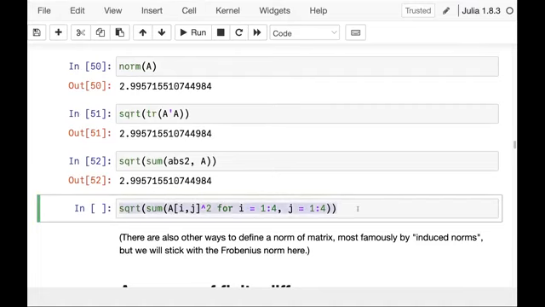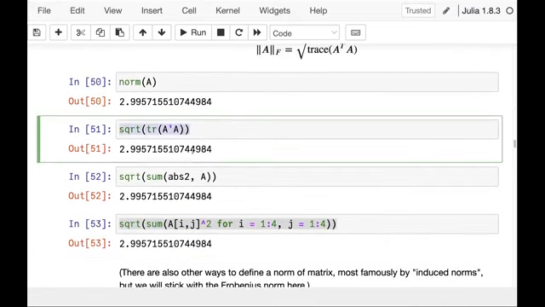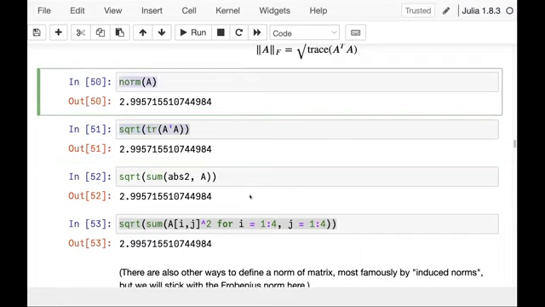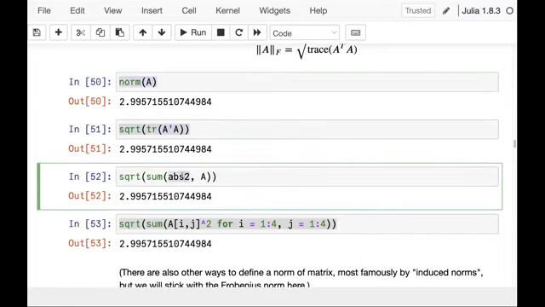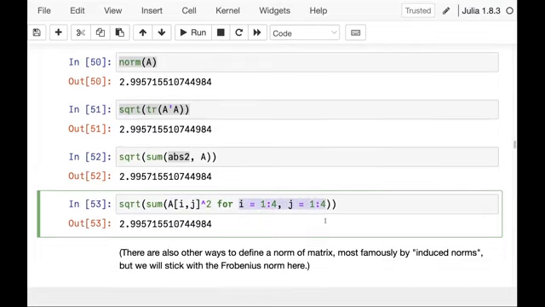I can compute it in multiple ways in Julia, but I can take the square root of the trace of A transpose A. I can take norm of A. Square root of the sum of abs2, the absolute value squared of the entries, or I can take this more complicated expression, square root of the sum of a_ij squared for i is 1 to 4, j is 1 to 4. They all give the same answers.